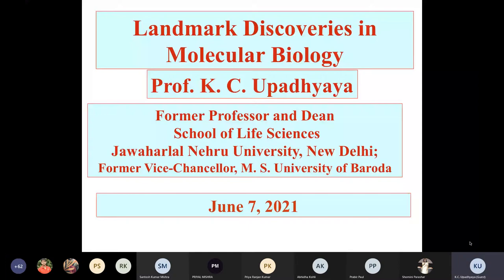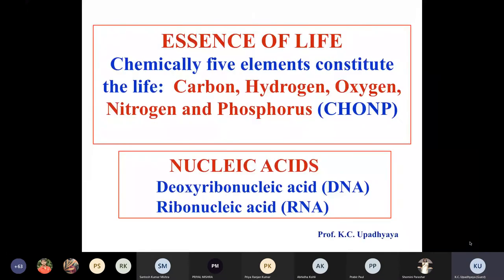What is the essence of life? What is the essence of life? The essence of life, we already know, is the nucleic acids, the DNA and RNA. In the majority of living systems, the genetic material is DNA, and some of them have RNA also. But chemically, life constitutes five elements. We know them: carbon, hydrogen, oxygen, nitrogen, and phosphorus. Of course, it doesn't mean that in a test tube we have these five elements. What makes up life is much more than that. That's what we will discuss today.